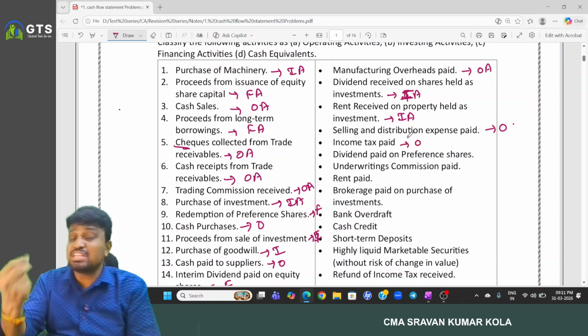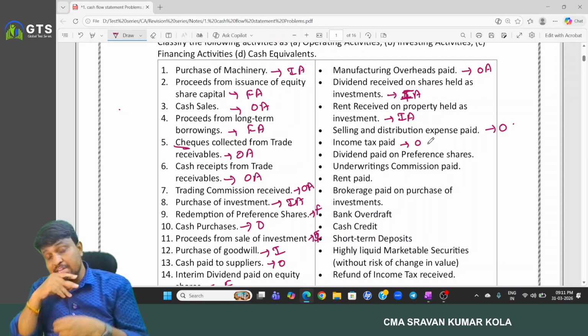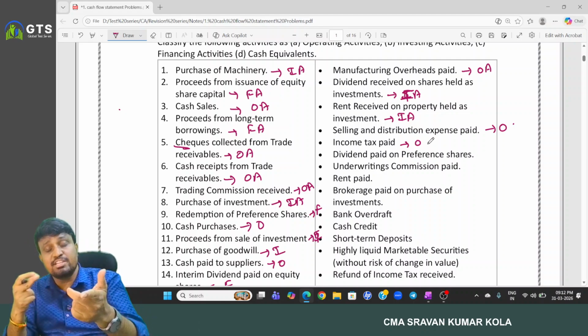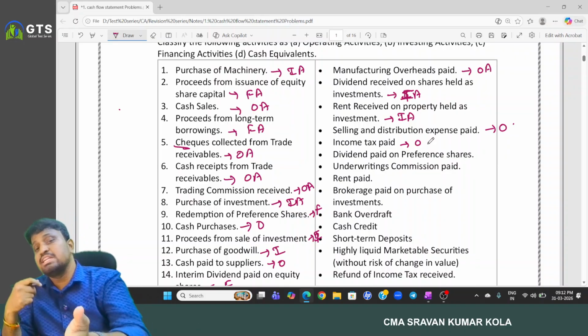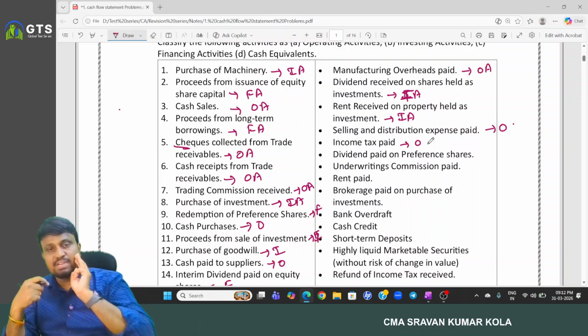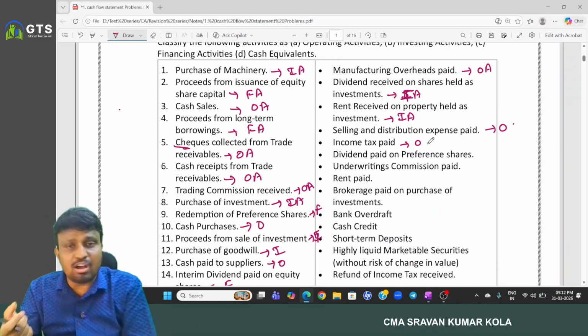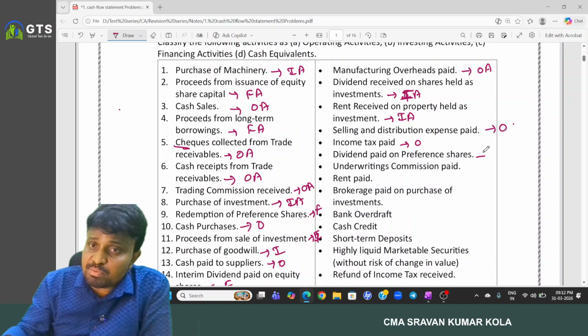Income tax paid: if nothing was stated, it is an operating activity. But income tax paid relating to operating income is covered under operating, tax on investing income is covered under investing, and tax on financing income is covered under financing. If nothing was stated, we cover it under operating activity. Dividend paid on preference share, nothing but financing.